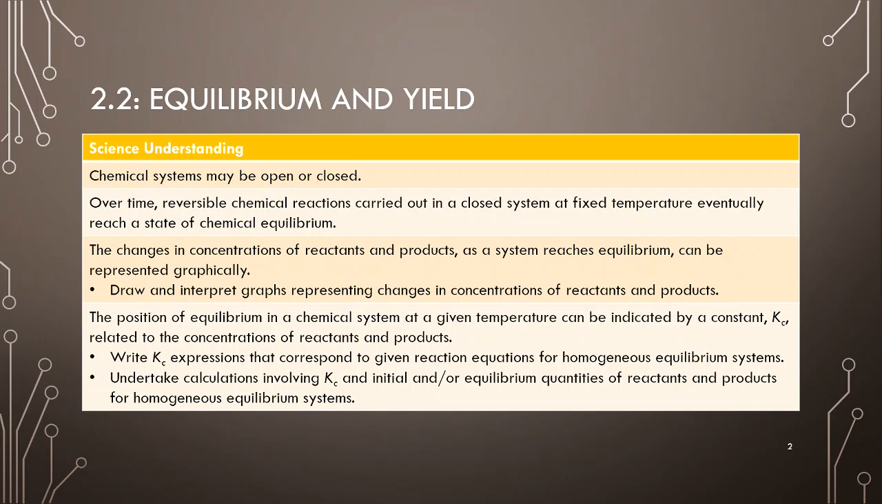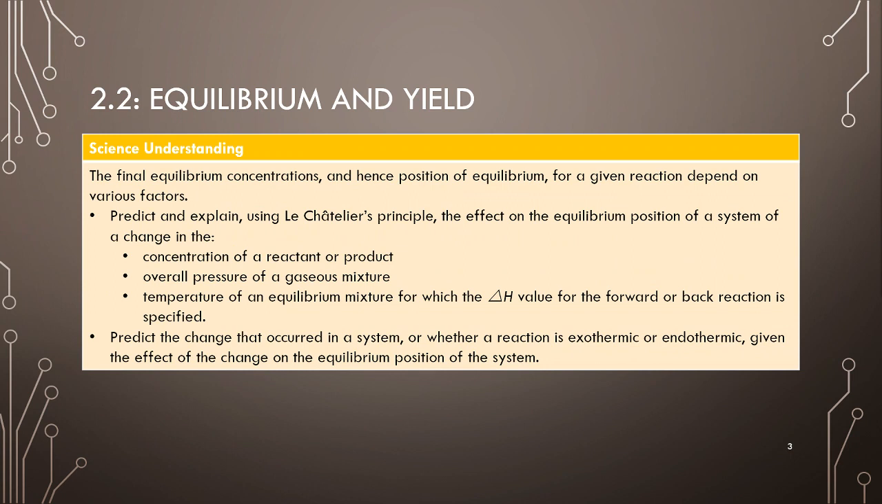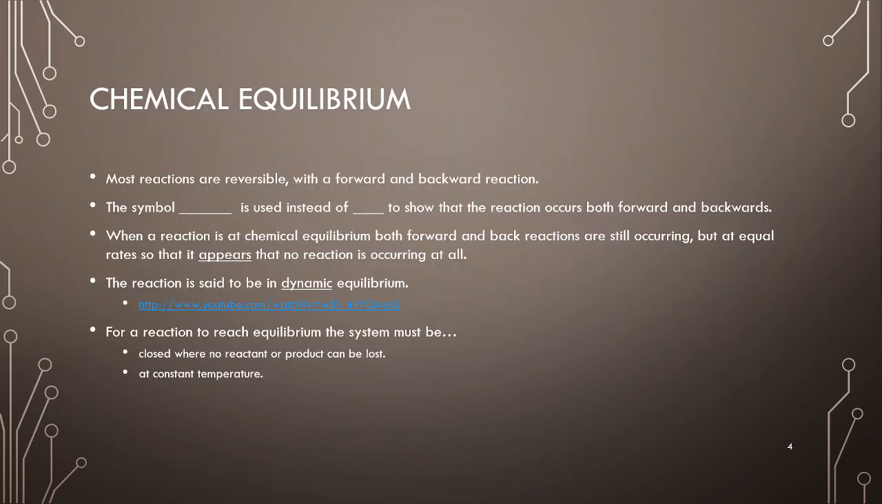And also to undertake calculations involving Kc and initial and/or equilibrium quantities of reactants and products for homogeneous equilibrium systems again. So you do some calculations in here. Next slide is something that I want to cover in the next session, so maybe not today. All right. So what it means to be chemical equilibrium again.